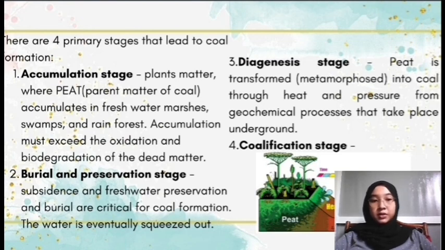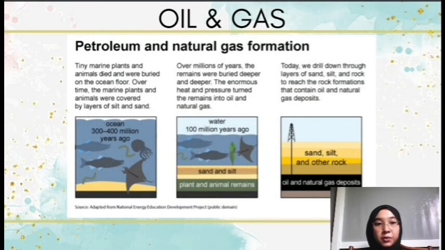Second, the burial and preservation stage. Subsidence and freshwater preservation and burial are critical for coal formation. The water is eventually squeezed out. Third, the diagenesis stage, in which peat is transformed into coal through heat and pressure from geochemical processes that take place underground. And fourth, the coalification stage.